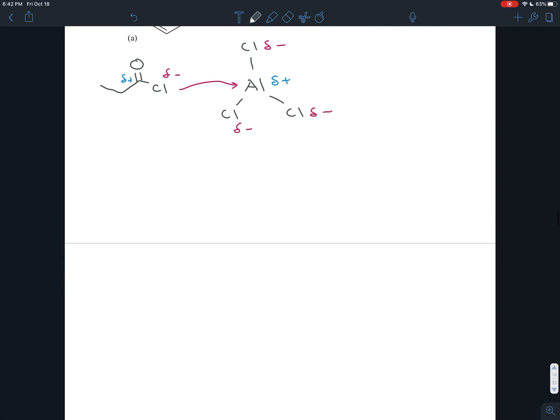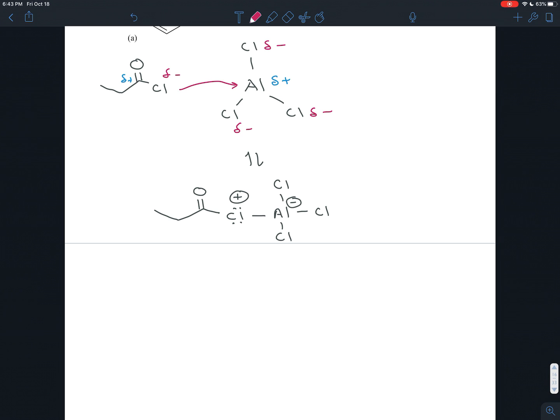So once you have that, you form this next intermediate. Now the aluminum is forced to have a lot of electrons around itself, more than it can handle. It has that full negative charge. The chlorine is sharing more of its electrons than it would like to, so it has that full positive charge, and this molecule crumbles apart.